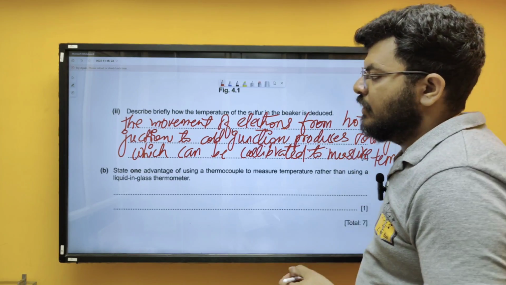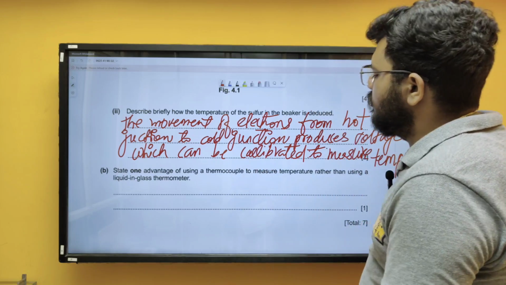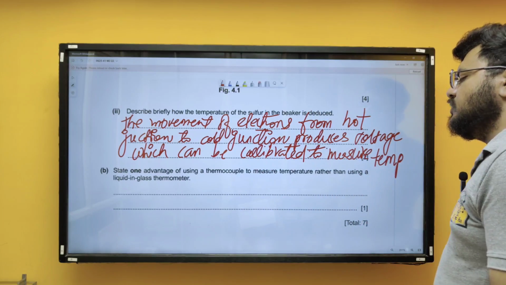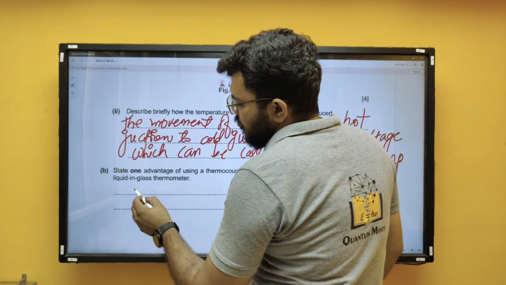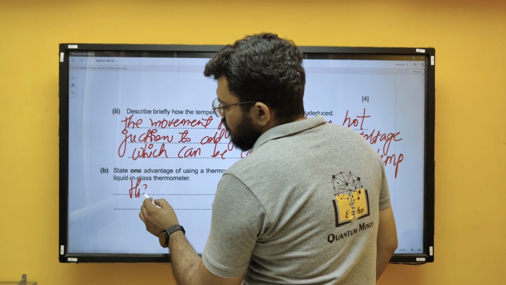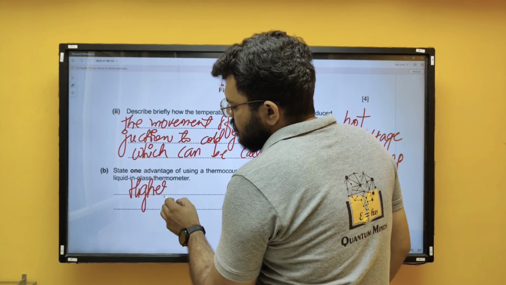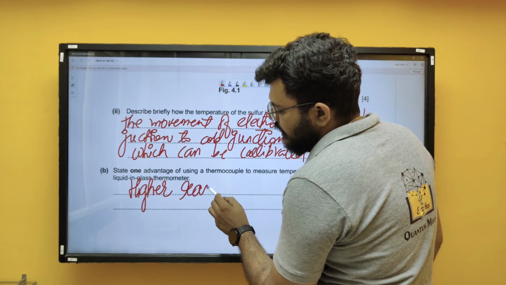Okay. State one advantage of using a thermocouple to measure the temperature rather than using liquid in glass thermometer: higher range, right?